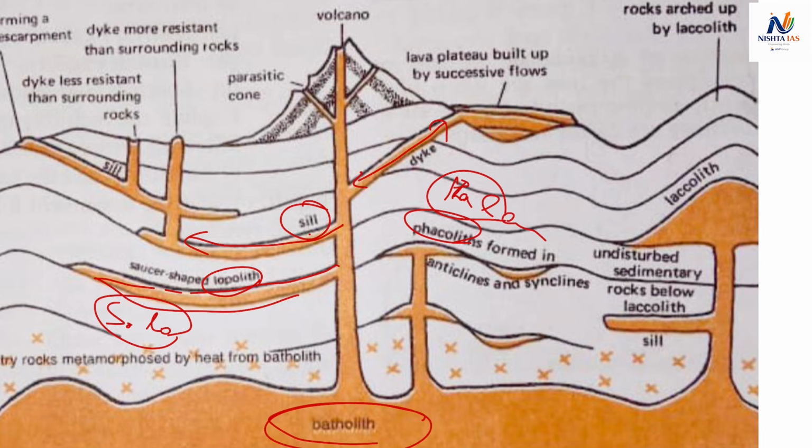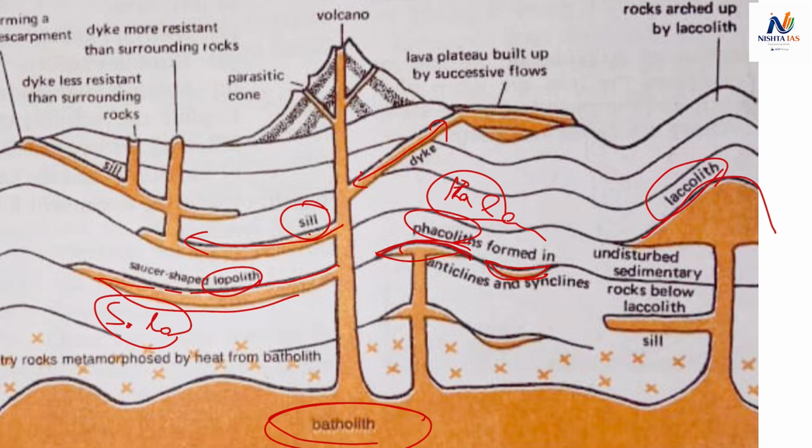Friends, remember "fallen" so phacolith for lens, "fallen", so "solo" and "fallen". And in the phacoliths, which are lens shaped, we have anticlines and synclines. Friends, anticlines are the lens shaped ones forming the crest like structures, and the synclines are the ones forming the trough like structures in the earth's layers.